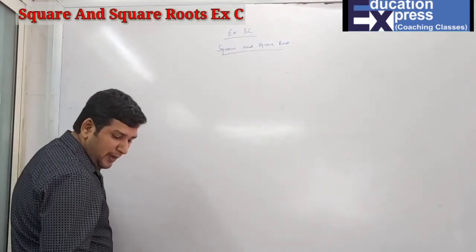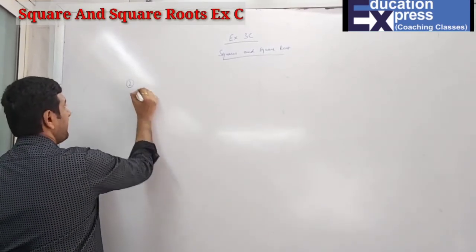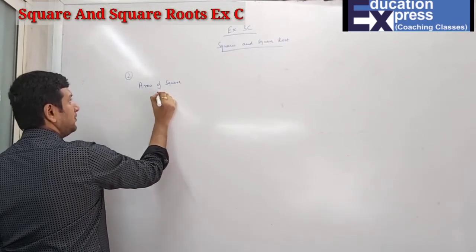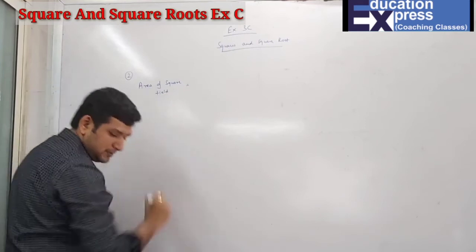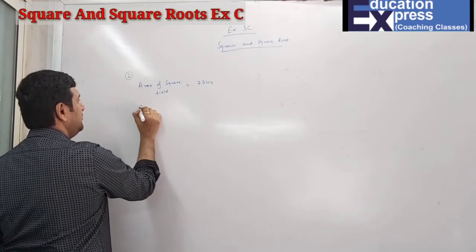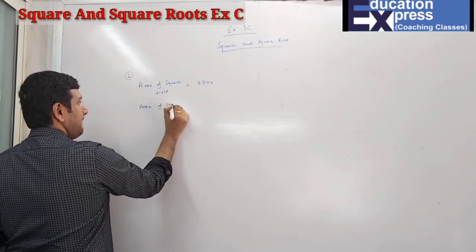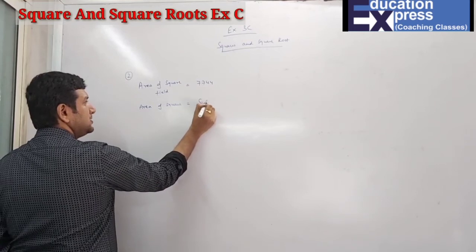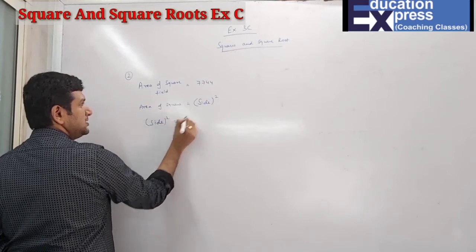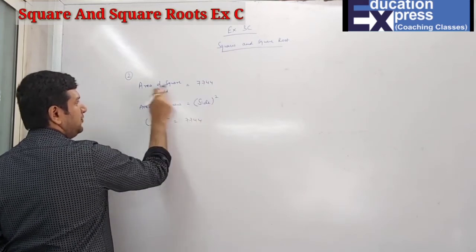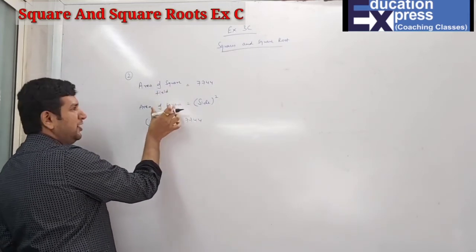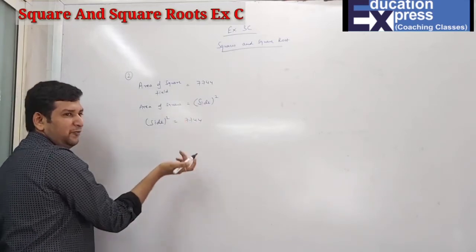Now the area of the square field is 7744. Students, I have explained, you have been given the formula for the area of the square: it is side square. So that means the side square is 7744. The area of the square is the same. So obviously this is the same. I can say that instead of area of square, I can write side square, and instead of area of square I can write 7744. So I have to find the side.